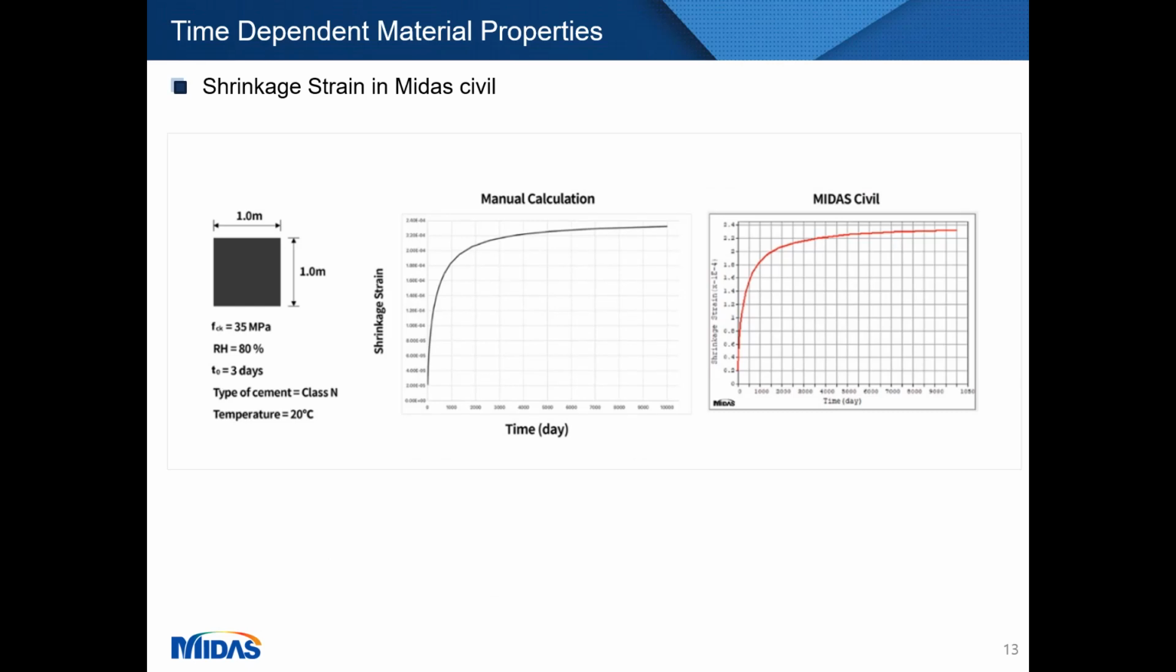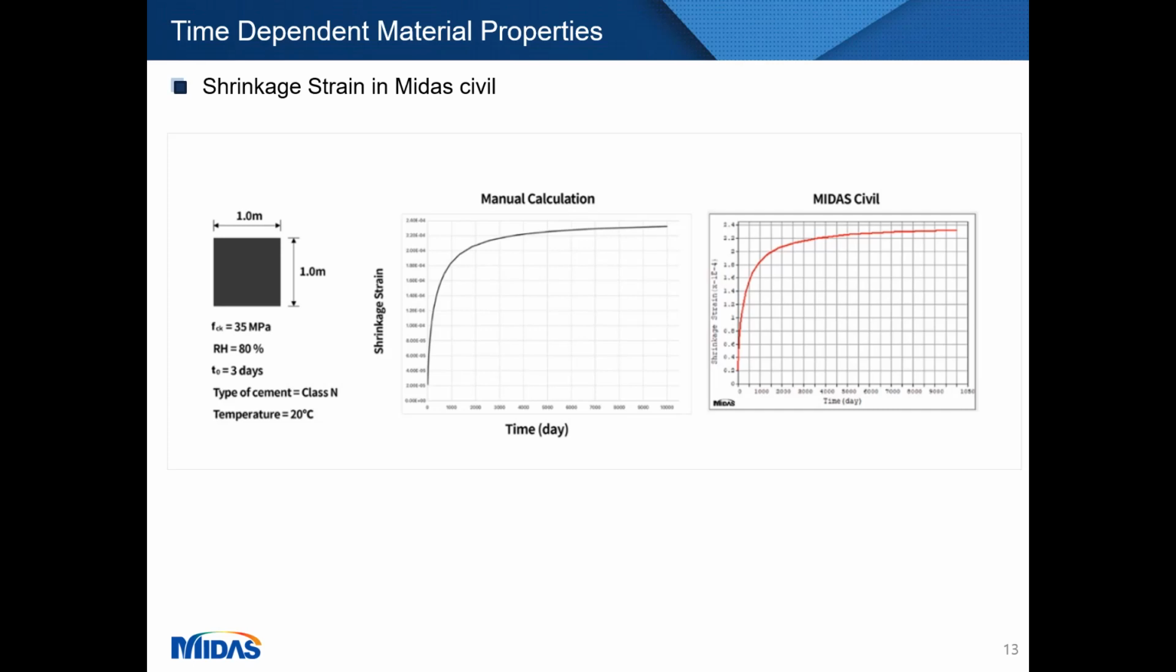Shrinkage strain calculation was made for a similar section for which we did the creep coefficient calculation. So a 1 by 1 meter section with FCK as 35 MPa and relative humidity as 80%. The start of shrinkage is taken from the third day, the type of cement is class N, and the temperature is 20 degrees centigrade. The manual calculation of shrinkage strain is shown on the left side, and on the right side is the shrinkage strain with respect to time graph generated in MIDAS Civil with the same inputs. So you can see the shrinkage strain also matches the manual calculations.